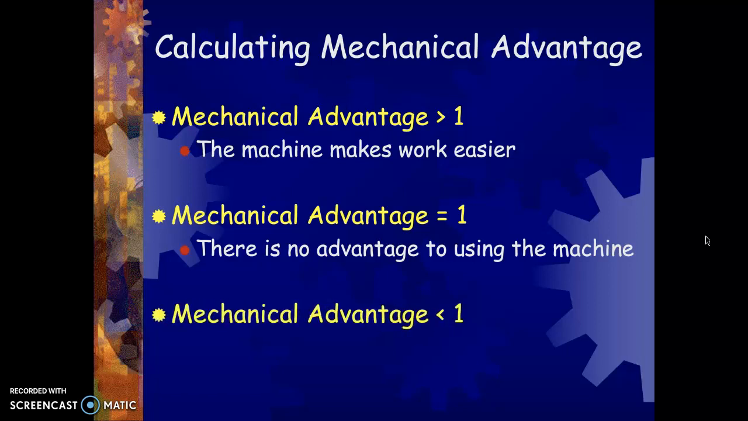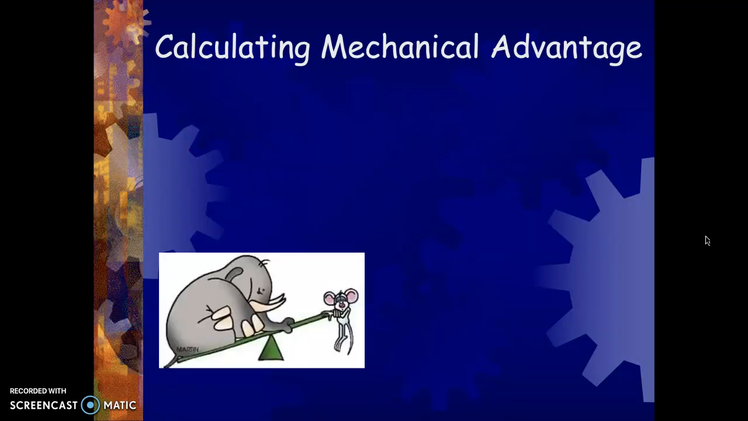Sometimes we will even go to using machines that have a mechanical advantage of less than 1. That means that work is a little harder because we're having to apply more force than the machine creates, but again, we would do this if we absolutely needed to change the direction that the force is being applied.